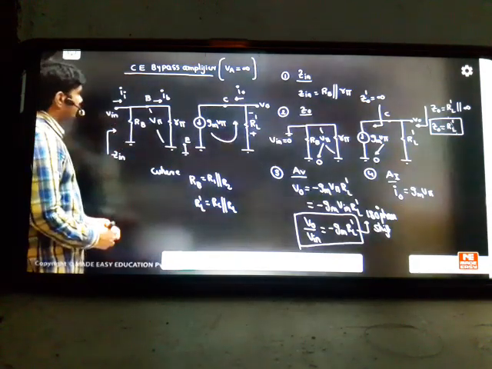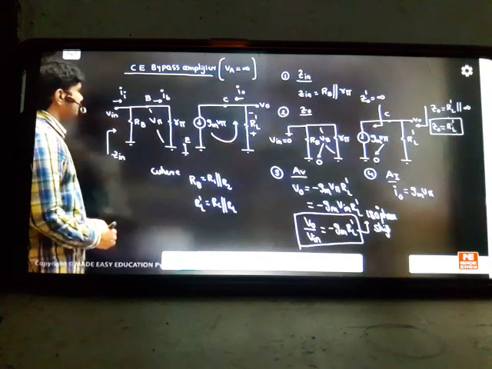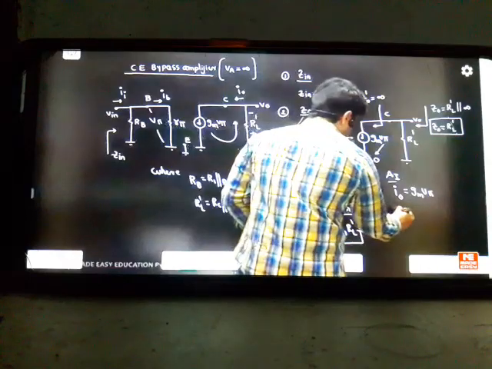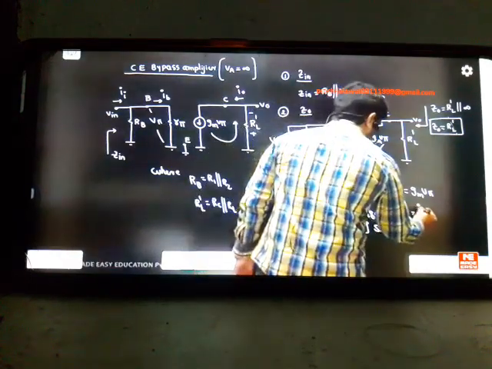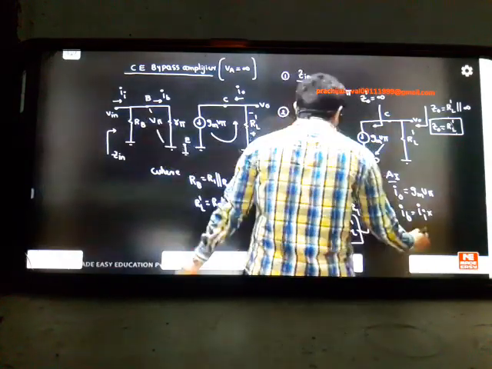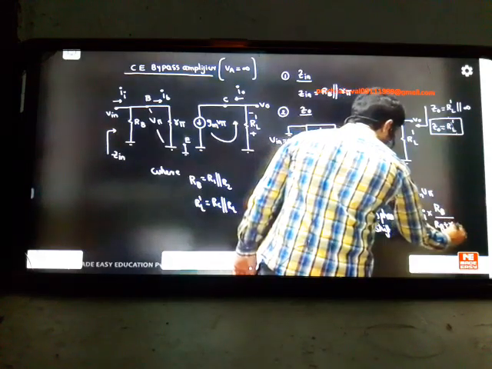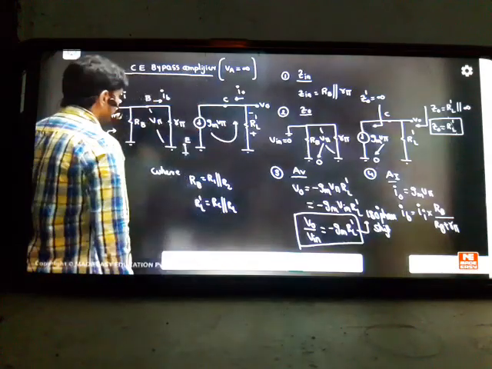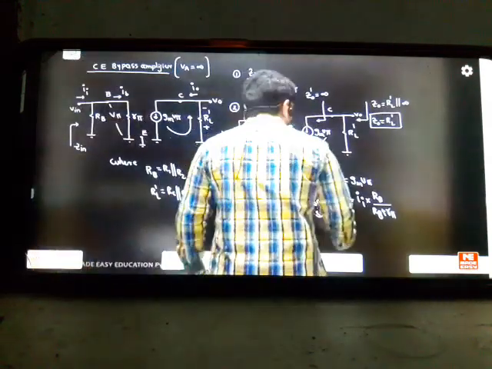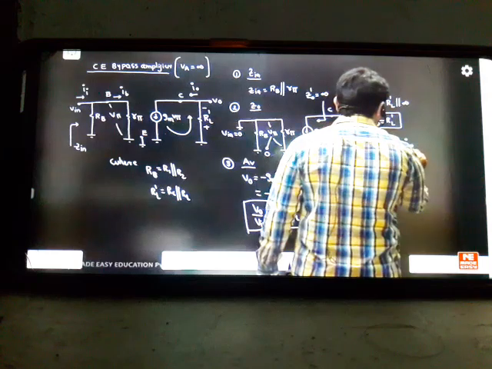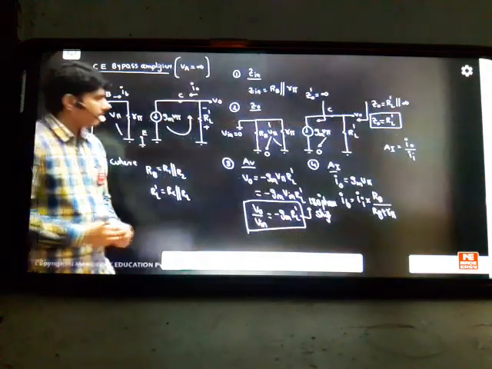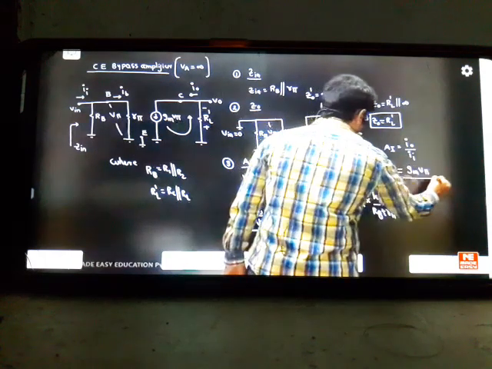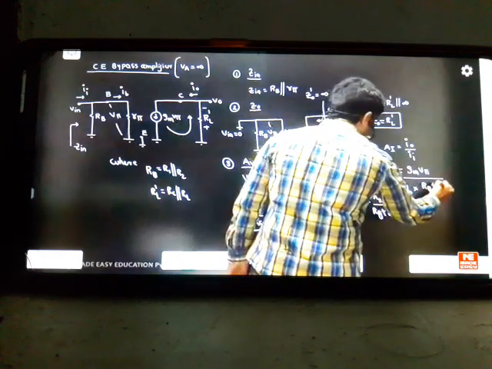So first, can you get IB with respect to IA? Shall we calculate IB in terms of IA first? By the current division rule we'll find out. IB is equal to total current into the opposite resistance, that is RB, divided by RB plus R pi. So this is the current division rule applied. But what is the current gain formula here? Current gain formula is AI equal to I naught by II. Current gain is output current by input current. But we know II is nothing but this formula you can write. So gm into V pi divided by IB into RB plus R pi by RB.